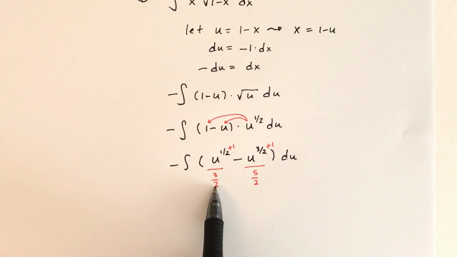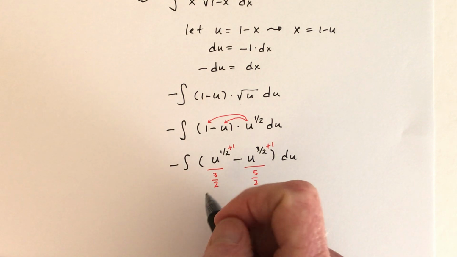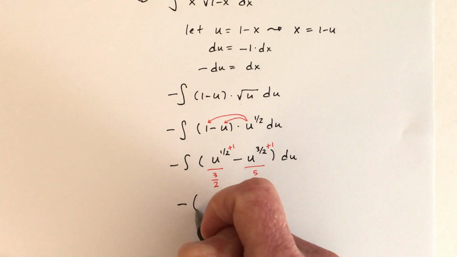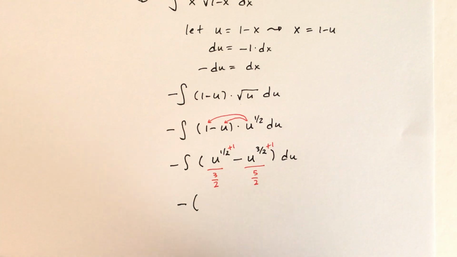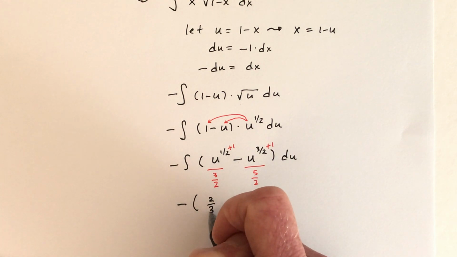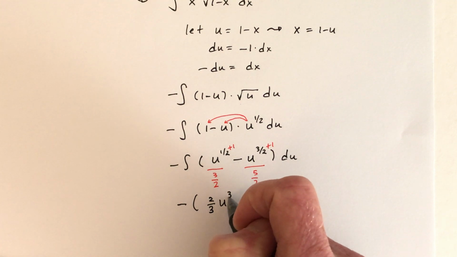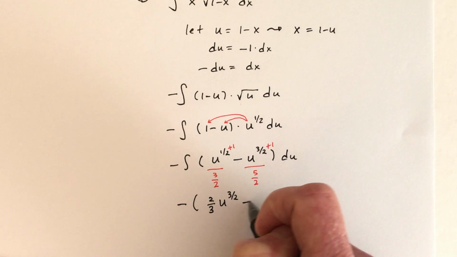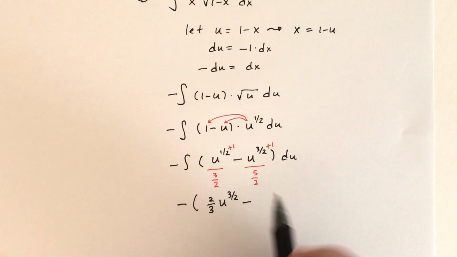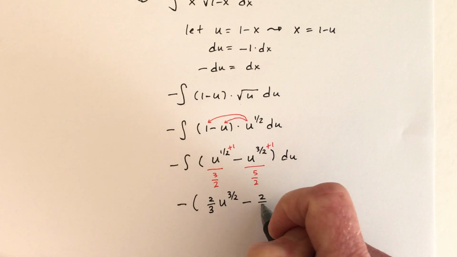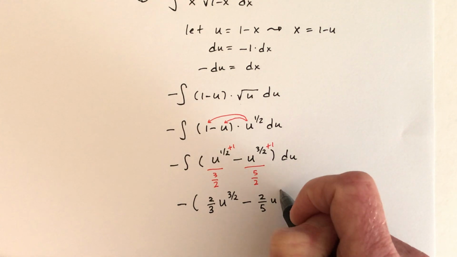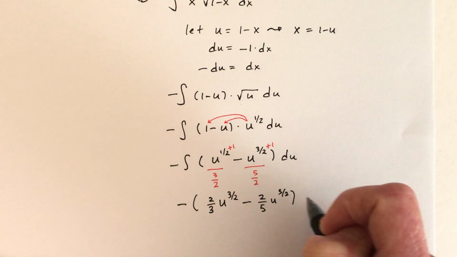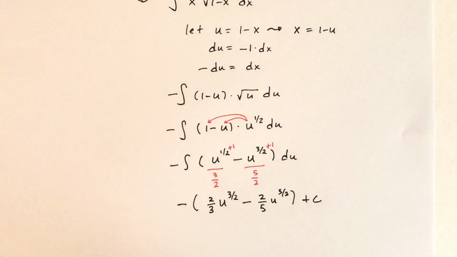So this will be inverted, so this is going to become a 2/3, and the negative applies to everything. Then we would have 2/3 u to the 3/2 minus, and then invert this one, it will become 2/5 u to the 5/2. Now that we're done integrating, put the plus c.